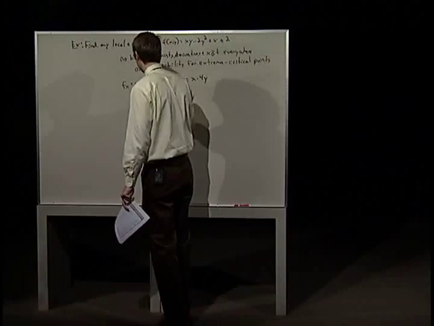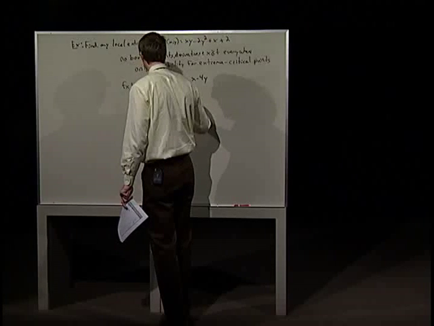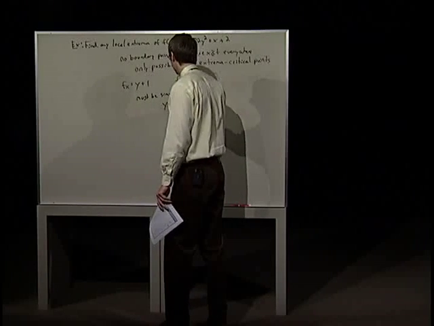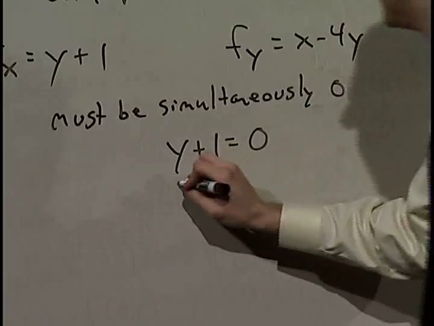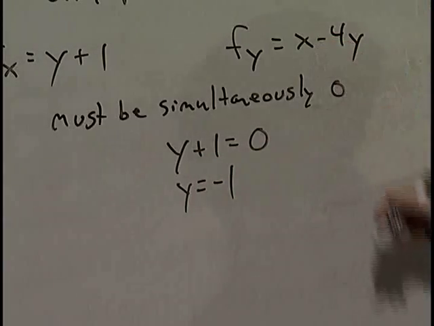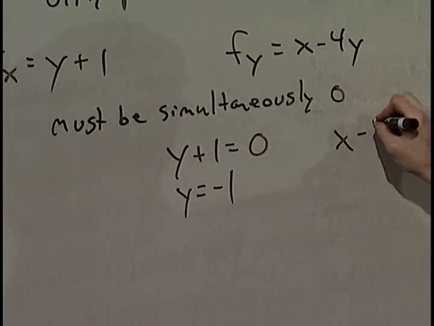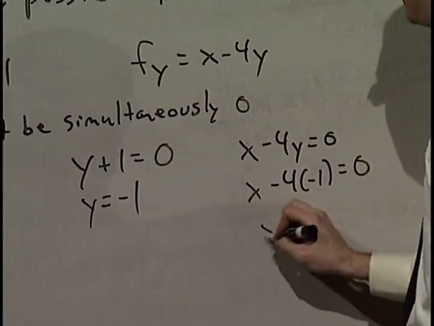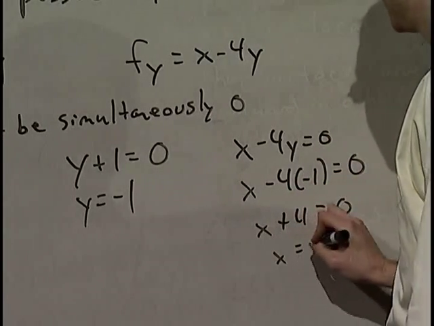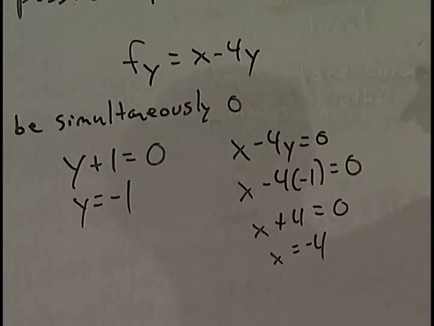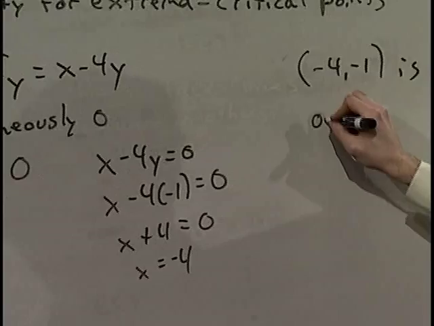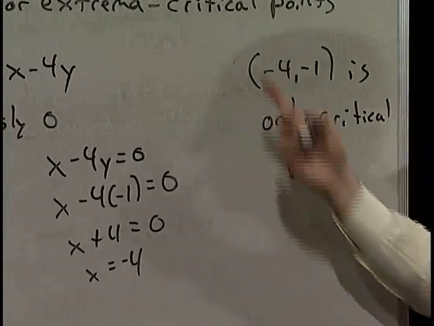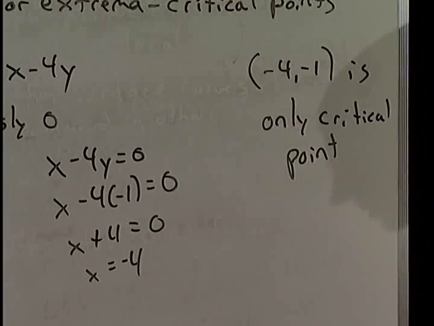So, these must be simultaneously 0. Well, the first one's easy. y plus 1 equals 0 implies that y must be negative 1. Plug that in over here. So x minus 4y equals 0. x minus 4 times negative 1 equals 0. x plus 4 equals 0. So x must be negative 4. All right? So the point negative 4, negative 1 is the only critical point.